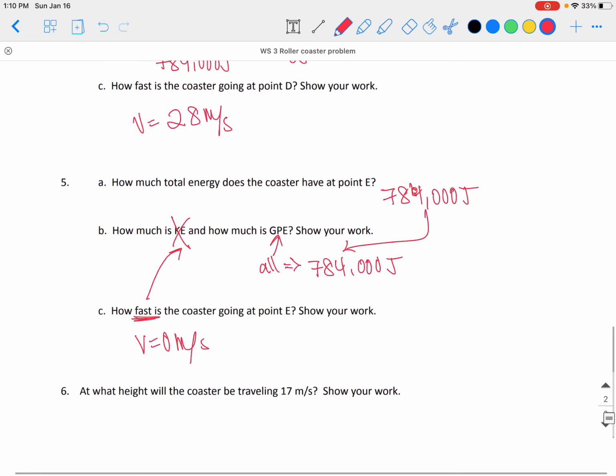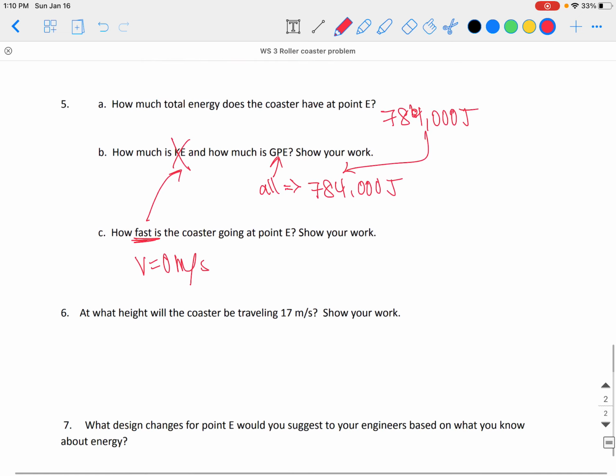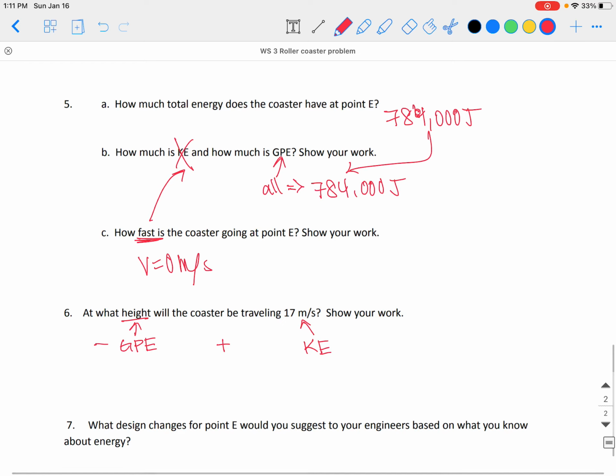Now it says, at what height will the coaster be traveling 17 meters per second? Show your work. So this one's a tricky one. We have height, which is gravitational potential energy, but we've got speed, which is kinetic energy. This means that we've probably got both of these energy types in our calculation. So if we're solving for height, and we know if we added these two together, it would equal our total energy of 784,000 joules, then let's go ahead and do the calculation for kinetic energy.